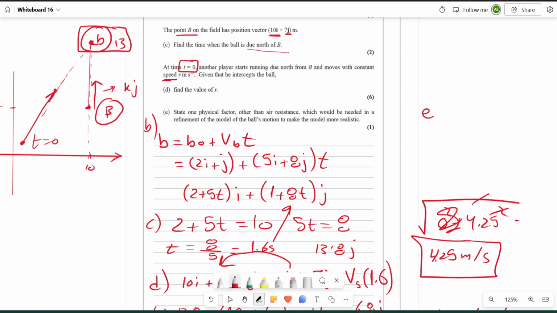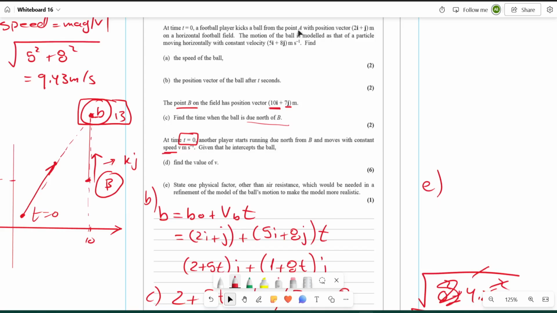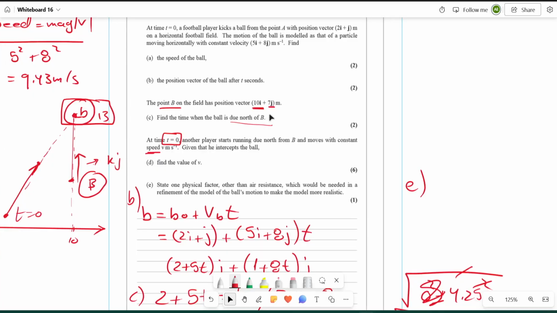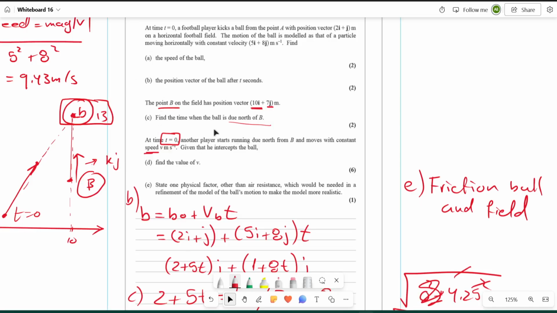Now, E says state one physical factor other than air resistance which would be needed in refinement of the model. So to have a better model, first of all, if a ball is hit, it will never go with a constant velocity. It's obviously going to slow down. That's one thing. So what I can say is friction: include the friction factor between the ball and the field. That is one thing I can say for 1 mark to refine my model.